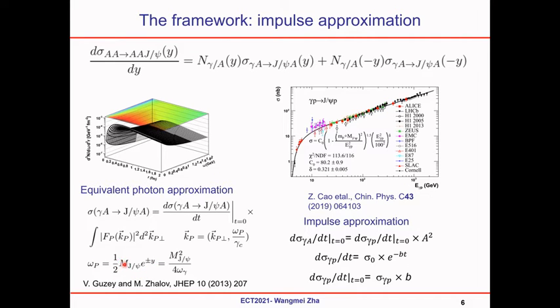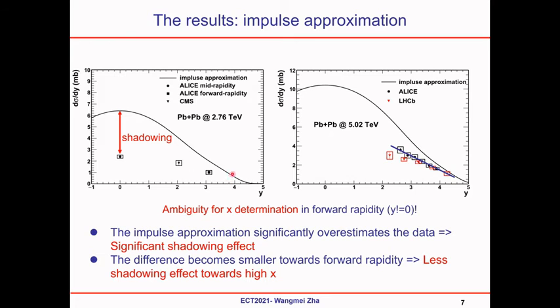But keeping in mind, we have an ambiguity in determining the x, as you can find here. For each direction, it has an x component. So for the production at each rapidity, it has two components: one high x contribution, one low x contribution. But if we put the impulse approximation in the plot and compare to the measurement, you can find that the impulse approximation is significantly larger than the measurement. So the difference between the two is the shadowing effect.